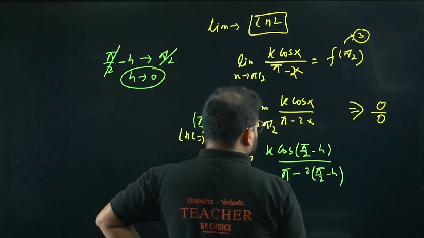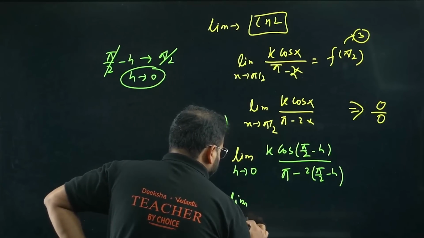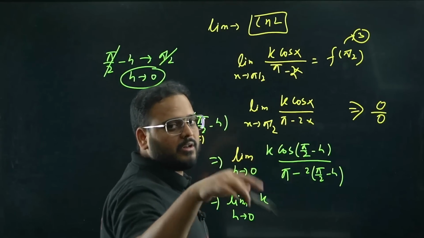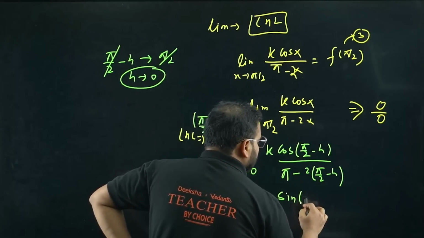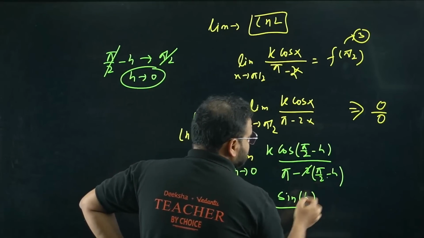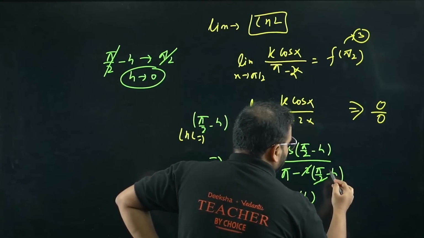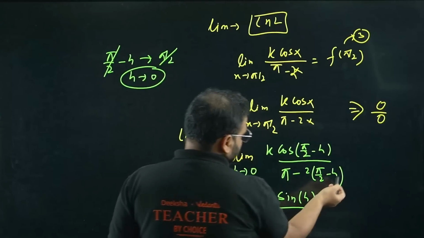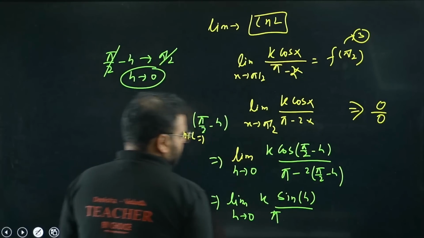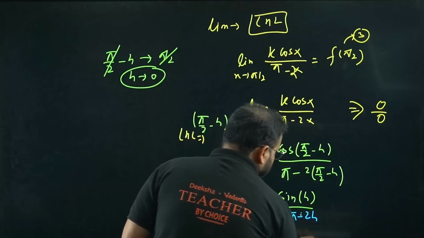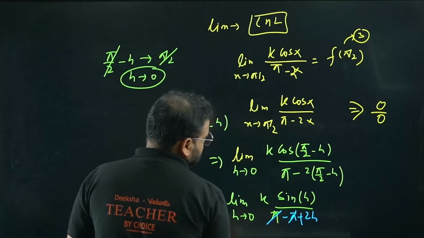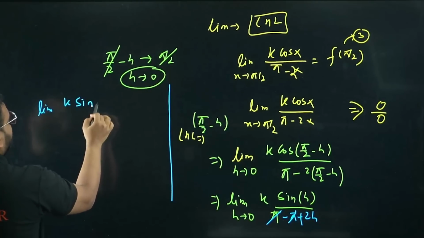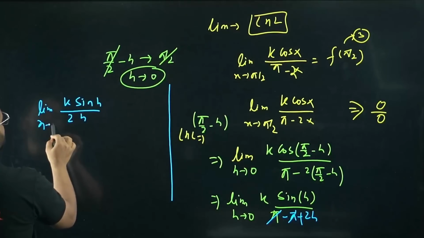K cos of pi by 2 minus h is how much? K will be k only. Cos of pi by 2 minus h, in the first quadrant, becomes sine only, positive value, so sine h. Divided by pi, and of course we have 2 times pi by 2 minus h, which is pi minus 2h, so pi minus pi plus 2h. Pi and pi are cancelled. So my limit value is k sine h upon 2h when h tends to 0.